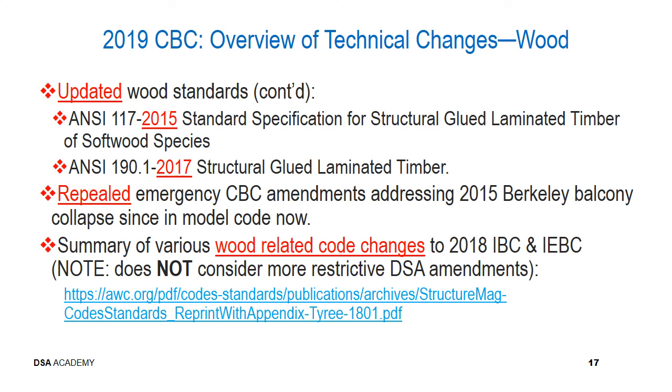It's important to note that we repealed the emergency CBC amendments that addressed the 2015 Berkeley balcony collapse because the model code now includes that language. For more information related to wood-related code changes in both the 2018 IBC and IEBC, that's the International Existing Building Code, you can refer to the link below. It's important to note, though, that the presentations do not consider the more restrictive DSA amendments.